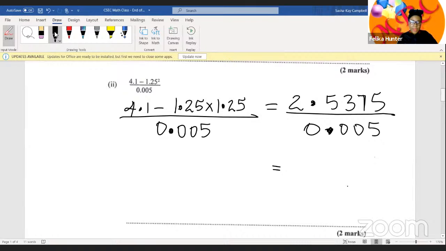All right, so we go ahead now and we divide. So you can just press divide on your calculator, given that you haven't erased the 2.5375. So you press divide by 0.005 and equal. And you write down your answer, which is 507.5. All right, so there we go for the second question.